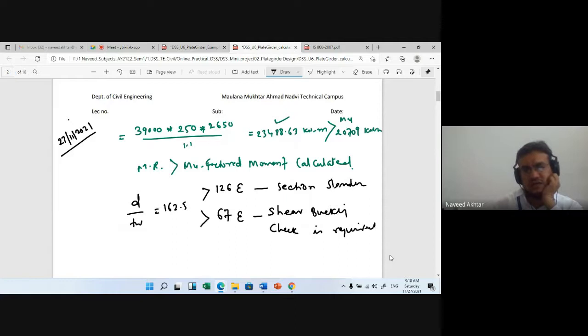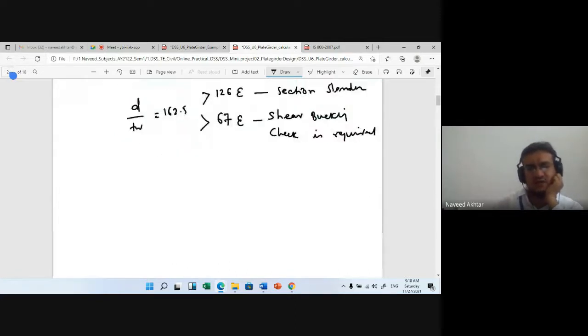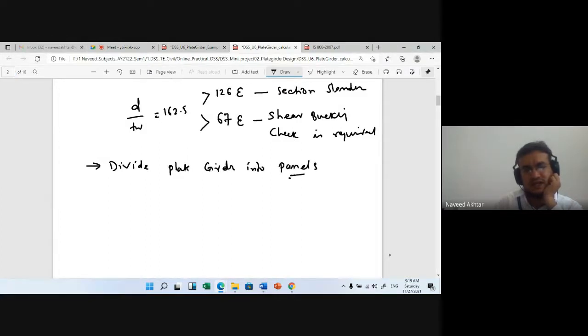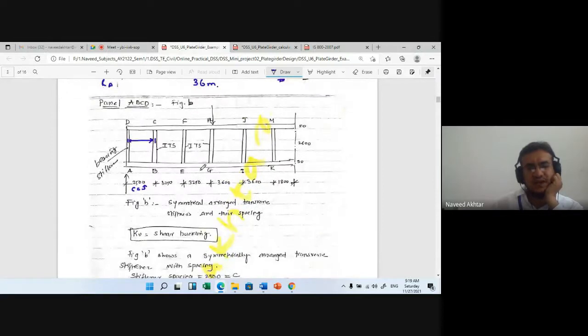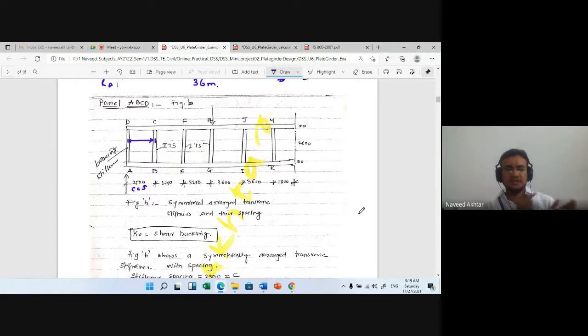That's why we are dividing our plate girder into panels. We will divide it into different panels, taking the first panel first. Over here you can see we have divided the number of panels. You divide the number of panels such that it will be symmetric.